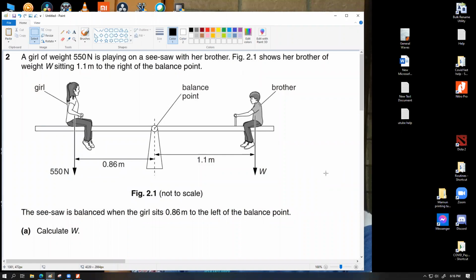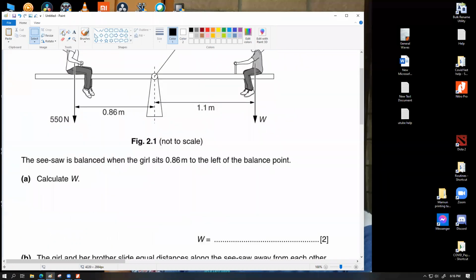So pretty straightforward. Because the question says that the seesaw is currently in balance condition, you just go for the principle of equilibrium of moments formula, F1 d1 equals F2 d2. So in this case, this will be 550 into 0.86, which should equal W into 1.1. Solve this for W, and you get these 2 marks. Don't forget to write the units, it's important.